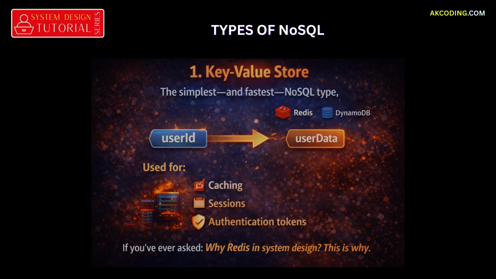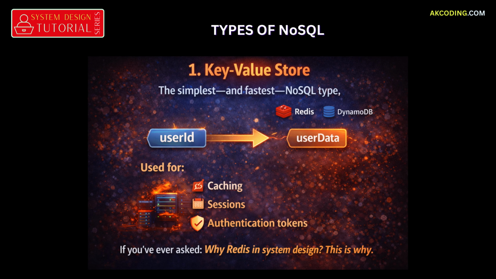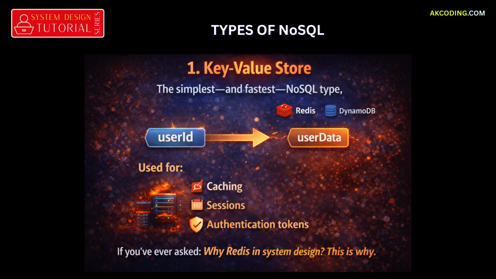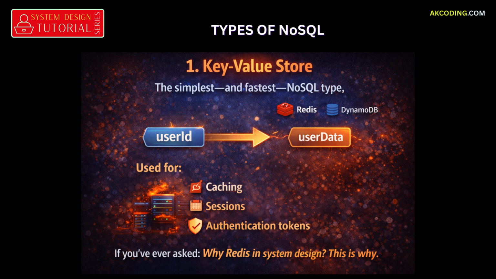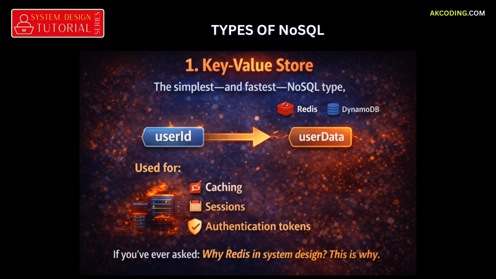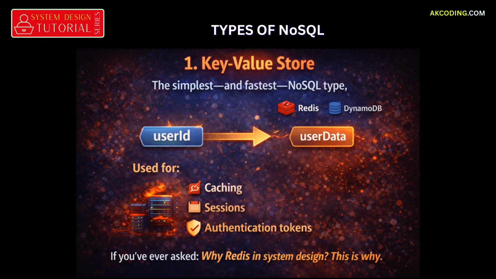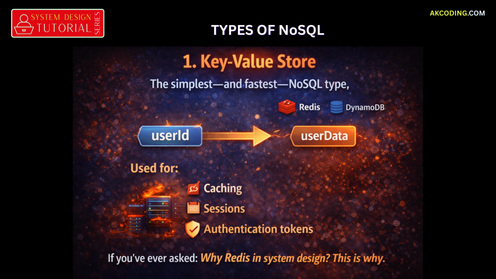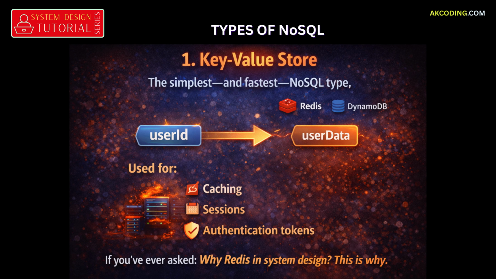Number 1, key-value storage, the simplest and fastest NoSQL type. For example, Redis. It stores data like user ID as a key and user data as a value, used for caching, sessions, and authentication tokens. If you have ever asked why Redis in system design, this is why. Most systems use key-value NoSQL databases in distributed system design.